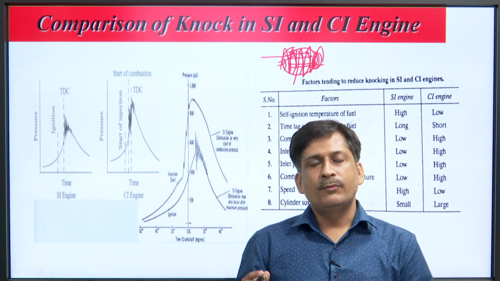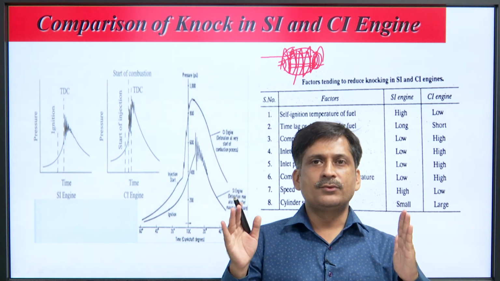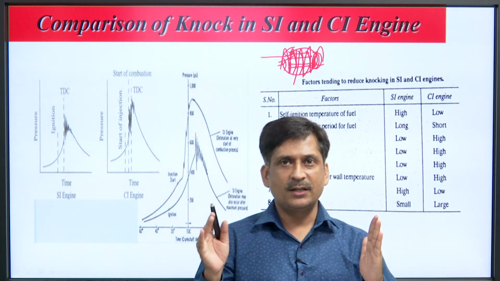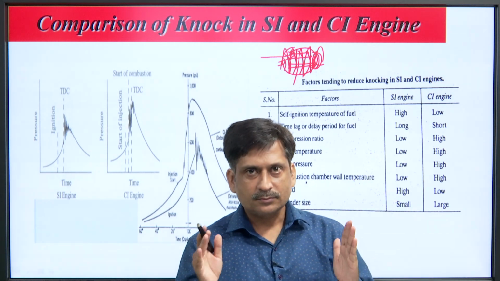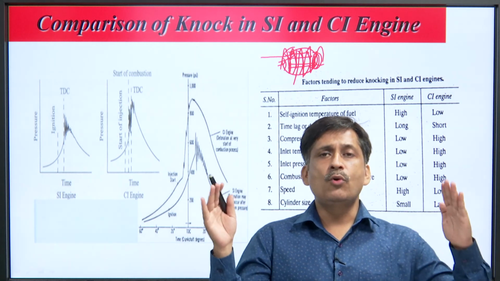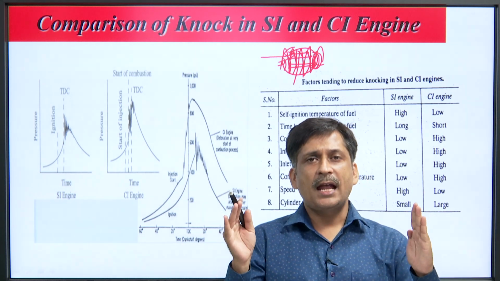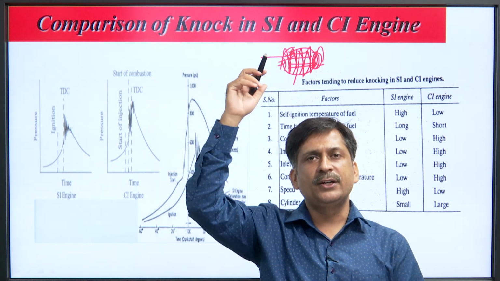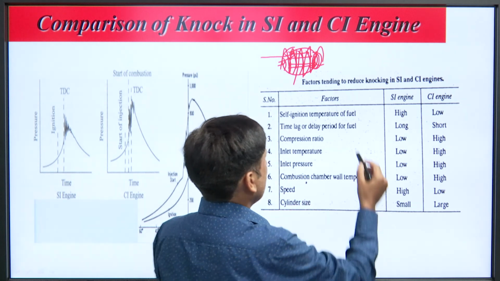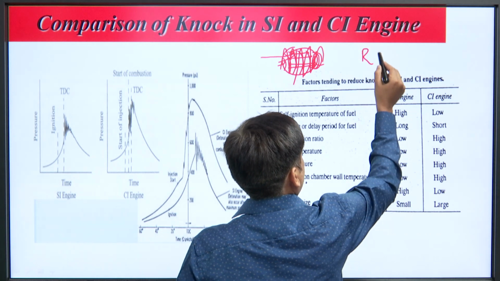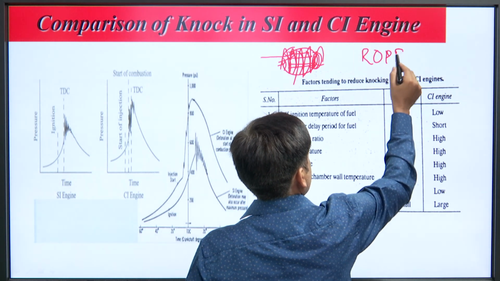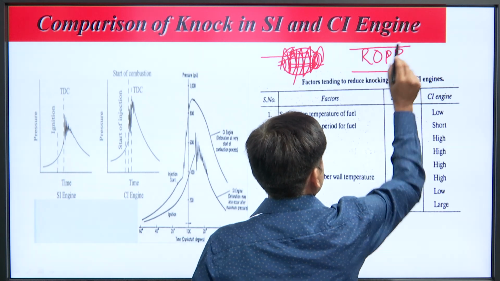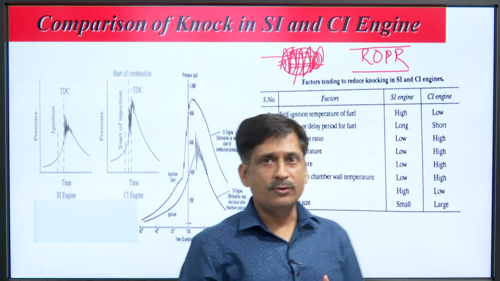So, what happens if this delay period is very large? More charge will be collected and it burns suddenly. So, it gives you a very high rate of pressure rise. Knocking is nothing but the rate of pressure rise. If this rate of pressure rise is not optimum, then it is called knocking.